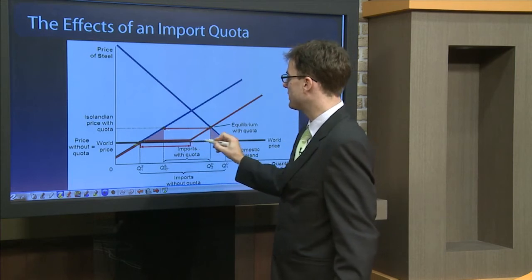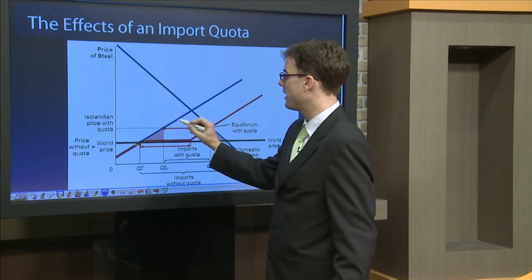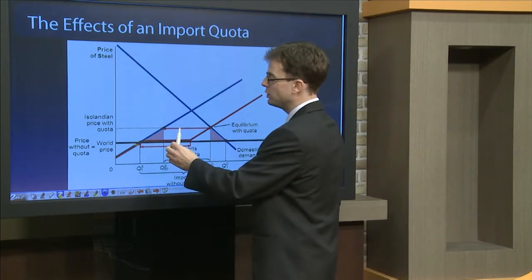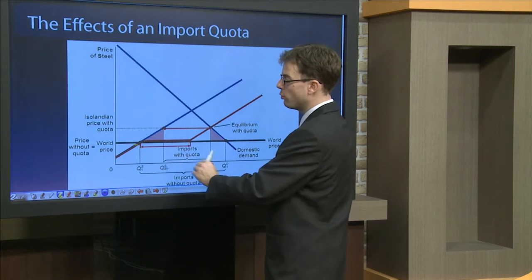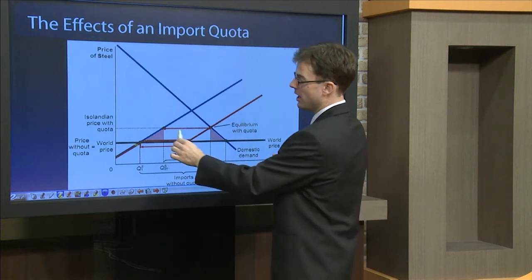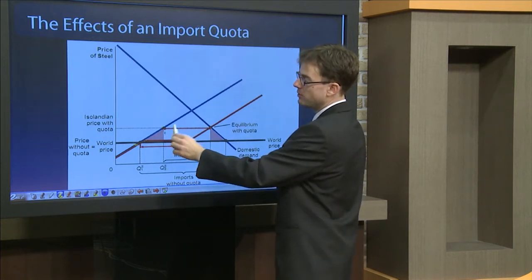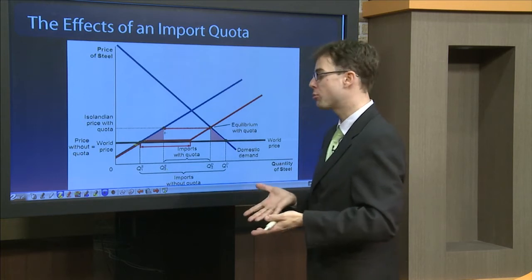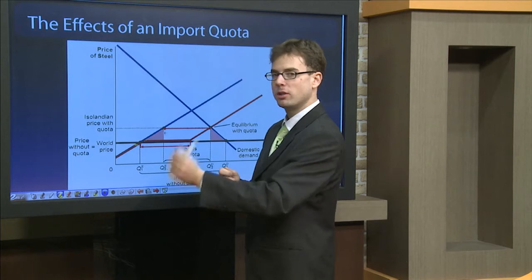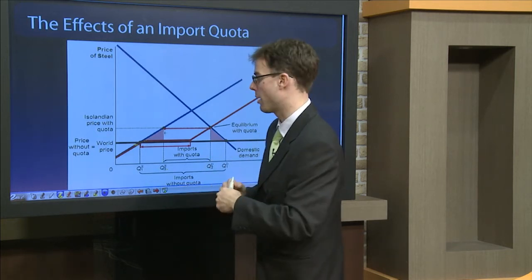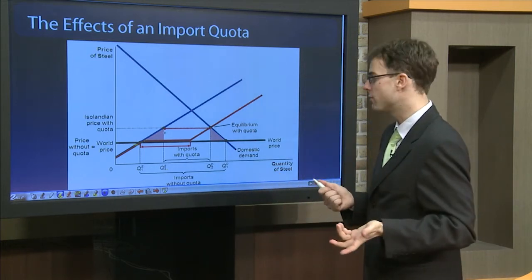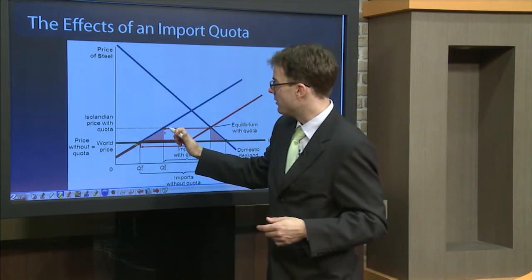There would also be this benefit that somebody would receive. So here we should think that when the government imposes a quota, it can either give out the quota for free to importing companies, and importing companies could receive this rectangle as increased profits, or the government could sell the licenses to import to companies, and maybe this area could be collected as a revenue, just like in the tariff case.